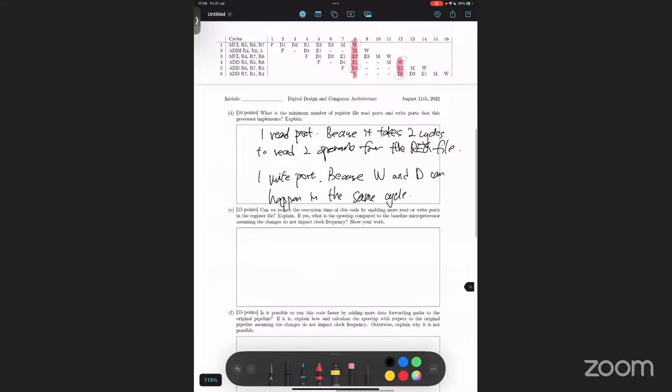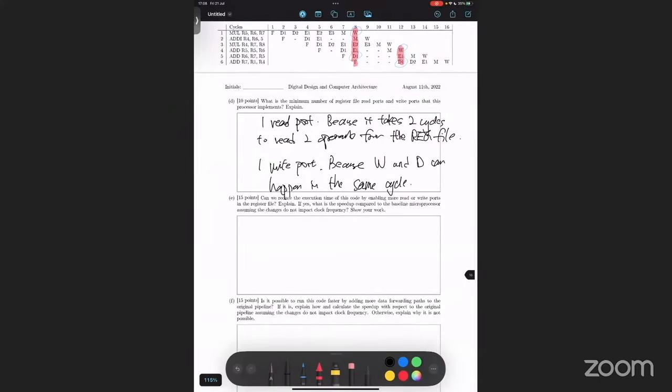Okay, so the next question, can we reduce the execution time of this piece of code by adding more read or write ports in the register file? So first, we should be very clear that adding more write ports shouldn't help performance, because it's an in-order processor, you don't write multiple values to the register file in the same cycle.